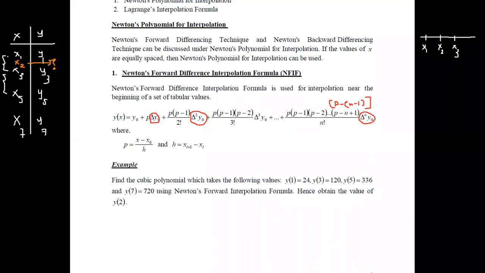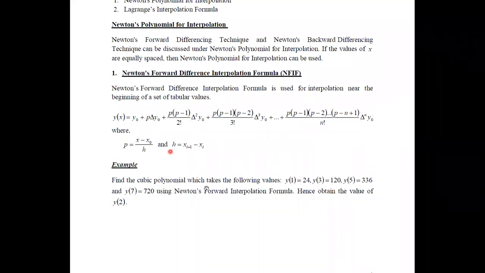Now we will go for an example for this Newton's forward interpolation formula. Here it is asked to identify a cubic polynomial, which means a polynomial with degree 3, which takes the following values. If there is a cubic polynomial which satisfies these values, then we have to identify that cubic polynomial using Newton's forward interpolation formula. Here the method is given for us. It is because the value that we need to interpolate is y2.